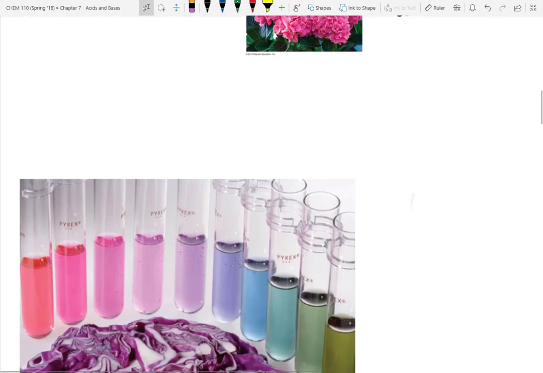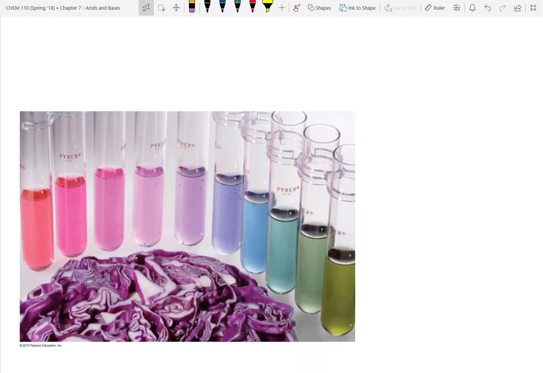We also saw that cabbage indicators can change color. If you remember, the middle here was about neutral. What about the pink ones? Was that acidic or basic? Acidic. And over here, towards the green side, we had basic. And so you can use this at home to really quickly tell if something's acidic or basic.